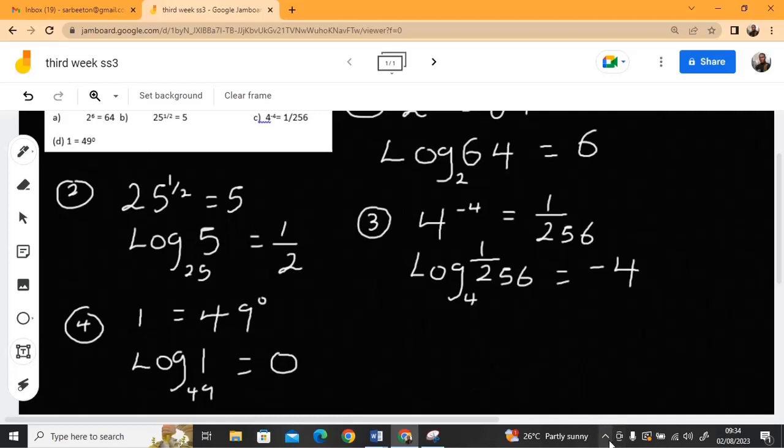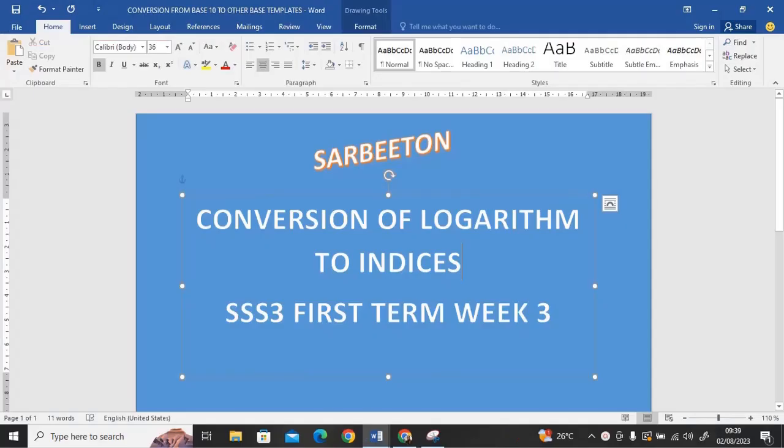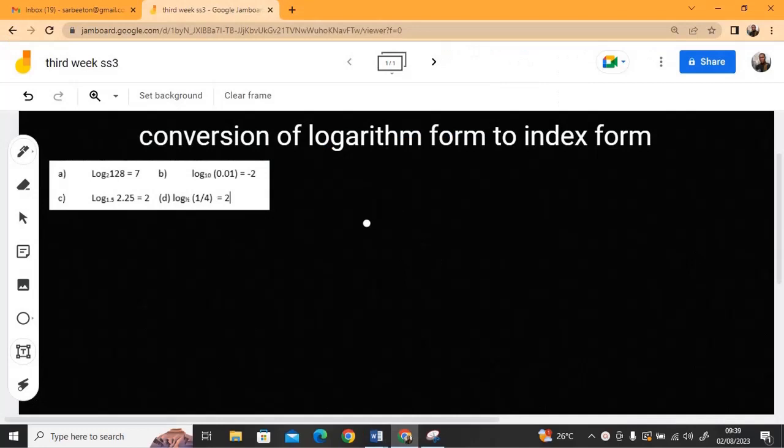So let's move on to the next one, conversion from logarithm form to index form. Now we're going to look at conversion of logarithm to indices, the inverse of what we did earlier. Now this is the question given. You are given a logarithm form that asks you to convert to index form. This is log base 2 of 128 equals 7. Now what you're going to do is that this is what you are given.